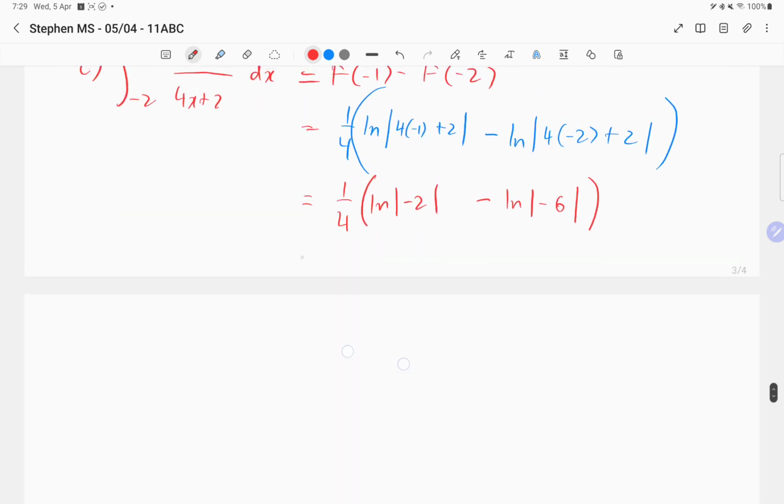Right? Yeah, and that would actually be 1/4 of ln 2 minus ln 6, because the absolute value will turn it into positive. Now we can have ln of a negative number as long as it's wrapped in absolute value, right? So then that would be 1/4 ln of 2 divided by 6, which is 1/3. And if you want to be fancier, you can write ln of 3 to the power of minus 1, which is negative 1/4 ln 3.